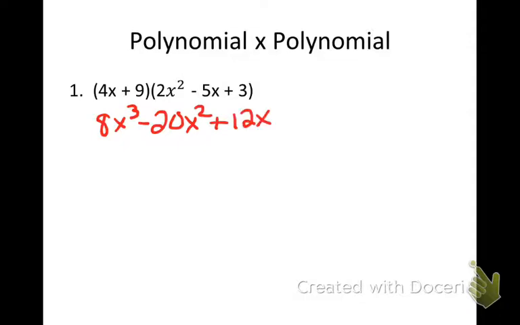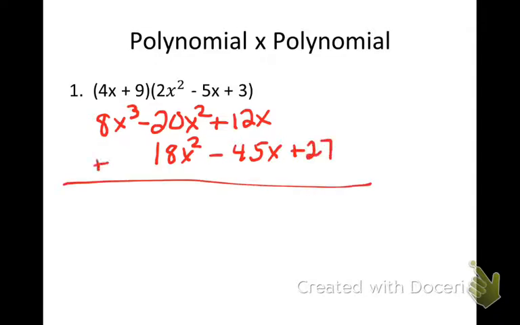Now I'm going to distribute my 9, and to make it a little easier, I like to line them up. So I'm going to line up like terms. So 9 times 2x to the second is 18x to the second. Now I'm going to line it up under here. That way it'll be all lined up for me when I get to simplifying. 9 times negative 5x would be minus 45x. And 9 times 3 would be plus 27.